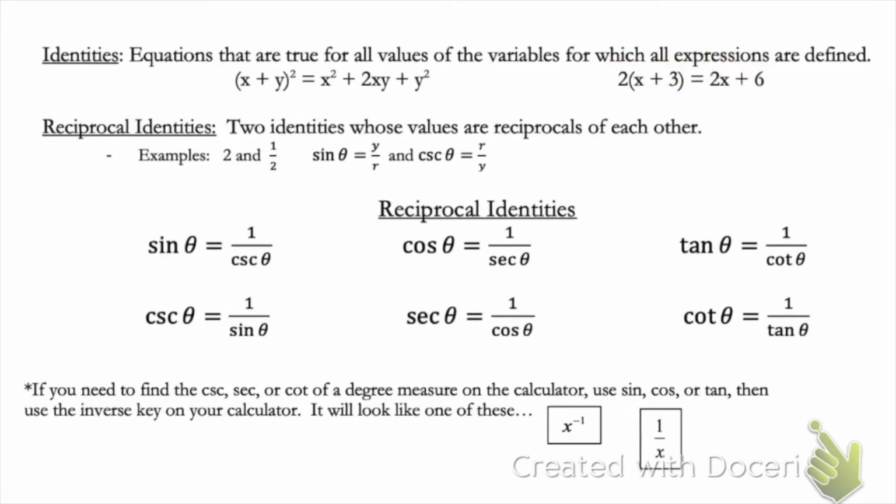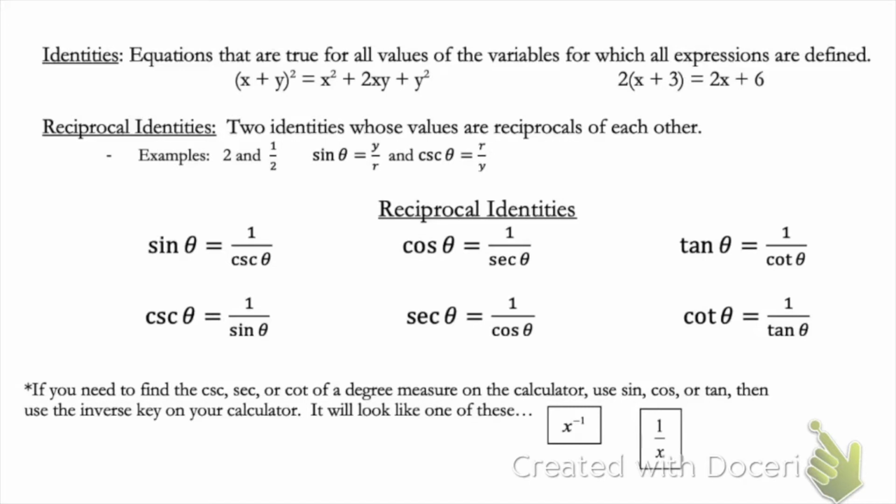Reciprocal identities are two identities whose values are reciprocals of each other. One example would be 2 and 1/2. Reciprocal is where you flip it. 2 is just 2 over 1, so if you flip that, you get 1 over 2. Same thing with sine and cosecant. We have y over r and then r over y. So those are reciprocals.